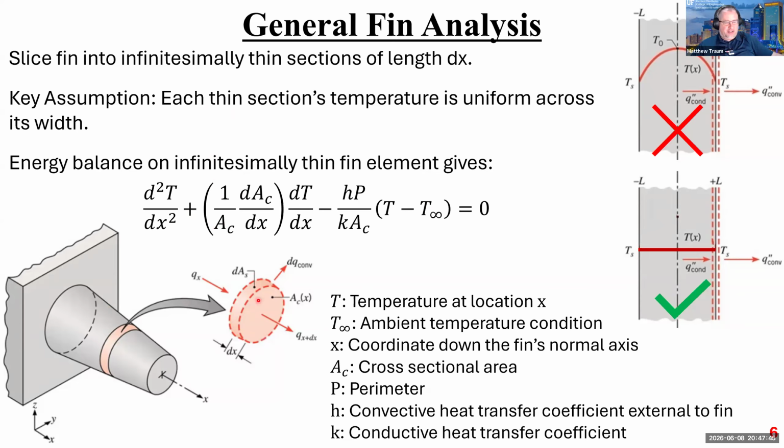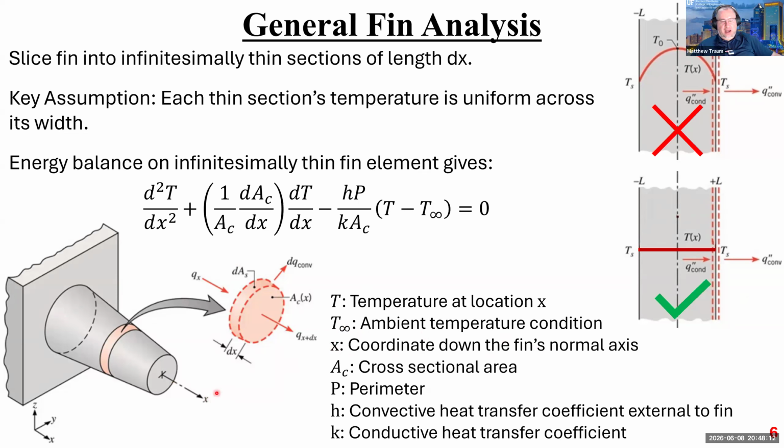you can perform an energy balance just like we did before with 1D conduction, and out pops this equation. Temperature is a function of x, so that's the temperature at any spot in the x direction. Remember, they're all uniform in r, but they're changing in x. T infinity is the ambient temperature, right? So that's the temperature out here of whatever gas is blowing over this fin. X is the coordinate down the fin's normal axis, so in this direction right here, right?